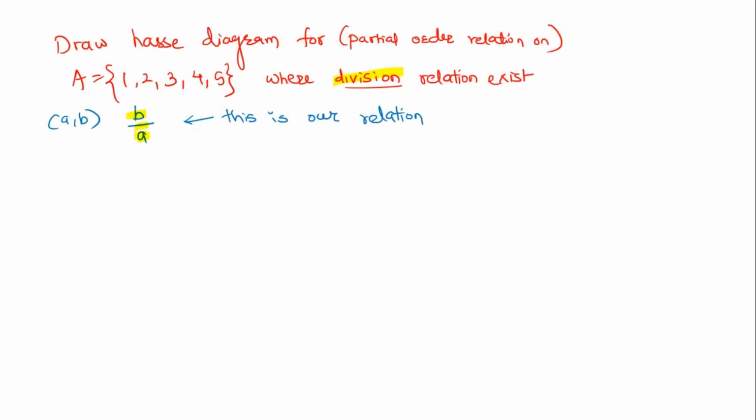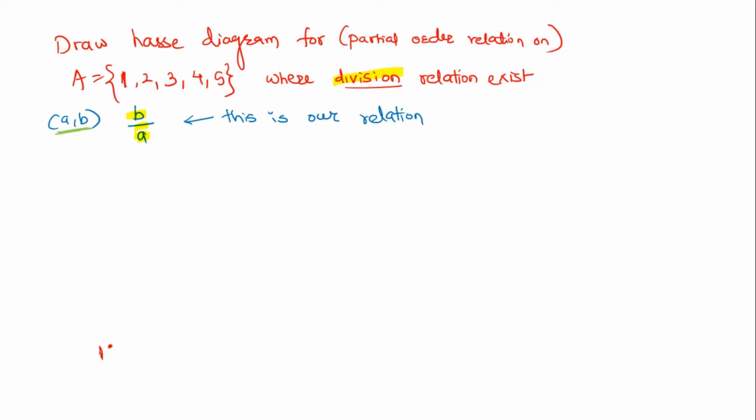Next, let's revise another example where our set elements are 1, 2, 3, 4, 5, where there exists a relation of division. That means there are ordered pairs A comma B such that B is divisible by A. Now to draw this Hasse diagram, we will try to draw each point one at a time. Your smallest element, the first element, is 1. 1 is divisible by 1, so we will just keep 1 point as it is.